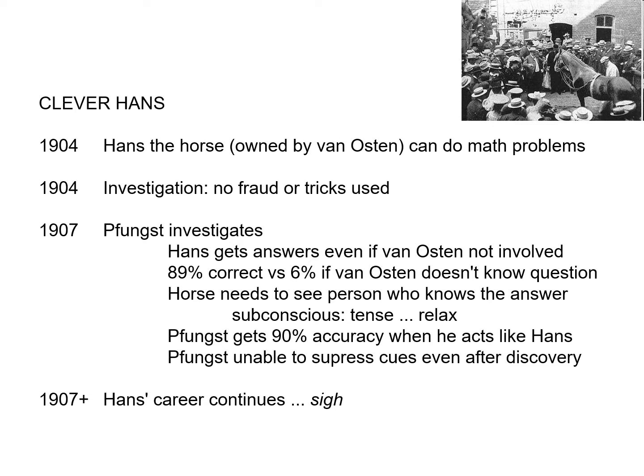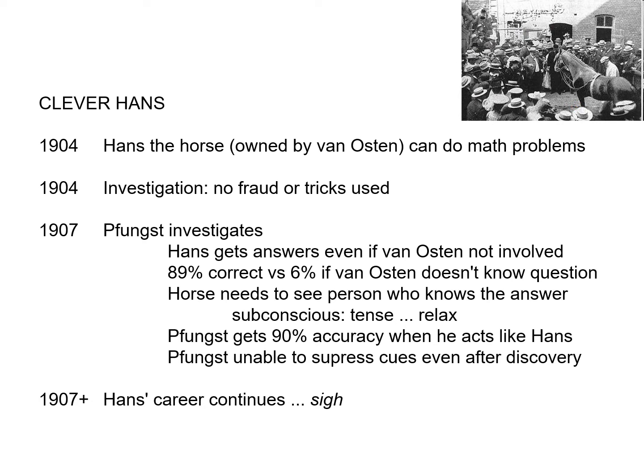But a follow-up to this is he's actually then unable to suppress the cues that he just figured out existed, even after he knows they're present. So when he goes back and works with the horse and deliberately tries to suppress his relaxation, it doesn't work. The horse is still able to read him and is still able to get the right answer even when Pfungst is deliberately trying not to send the signal to the horse. So of course, having figured this out, this doesn't actually stop the horse's career, because once we figure out what's going on, that often has no effect on what people are willing to watch for entertainment.